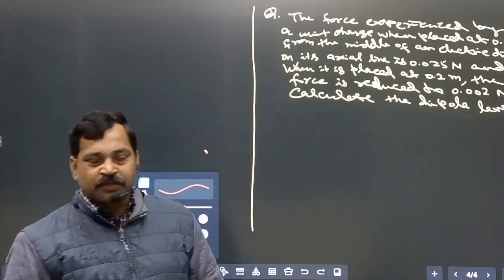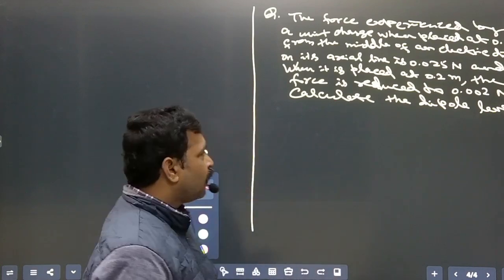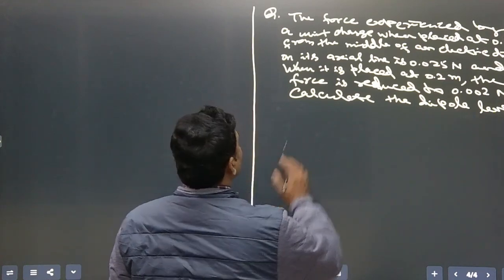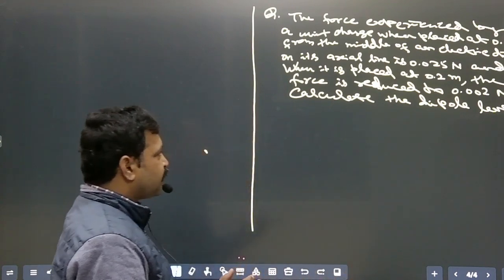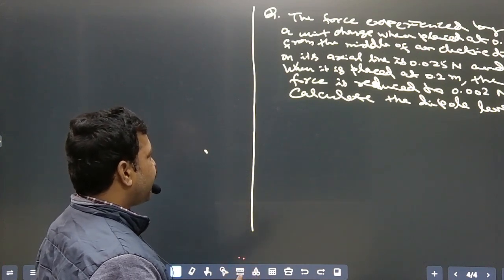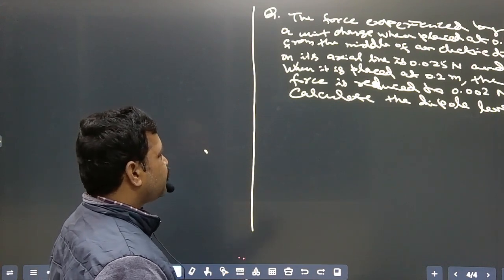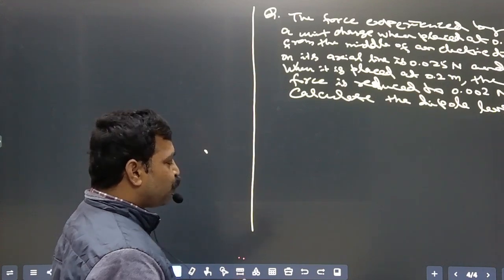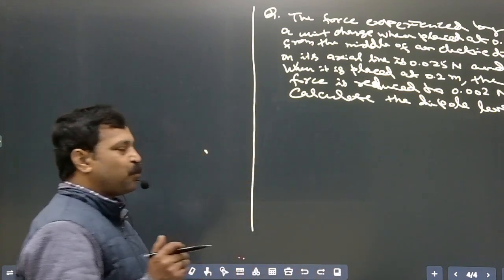Hello students, today we'll discuss an important question that may be asked in your CBSE exam. So here you can see that the force experienced by unit charge when placed at 0.10 meter from the middle of an electric dipole on its axial line is 0.025 Newton, and when it is placed at 0.2 meter the force is reduced to 0.002 Newton. So calculate the dipole length.